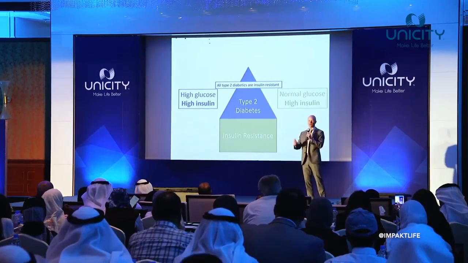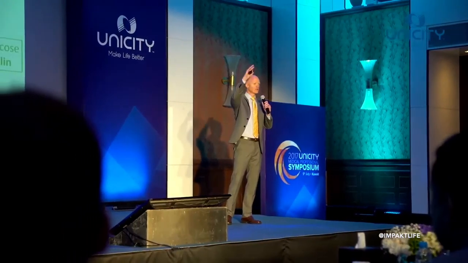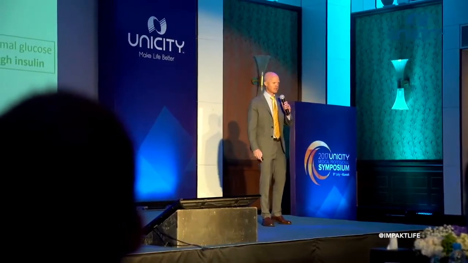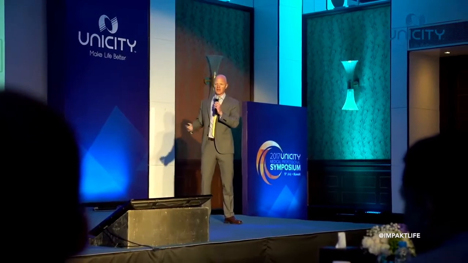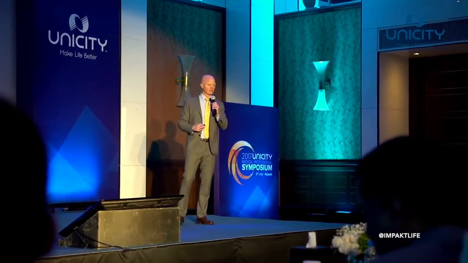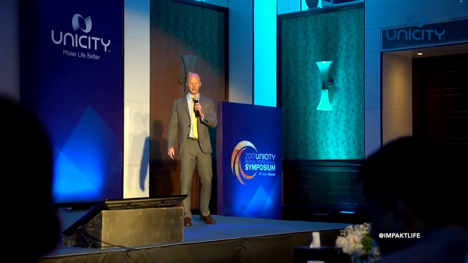It just gets so bad that insulin can't keep glucose in control anymore, and then the glucose climbs. Then we catch the disease 10 years after insulin was elevated. So prediabetes is another term for insulin resistance. It starts as insulin resistance and then progresses to type 2 diabetes.